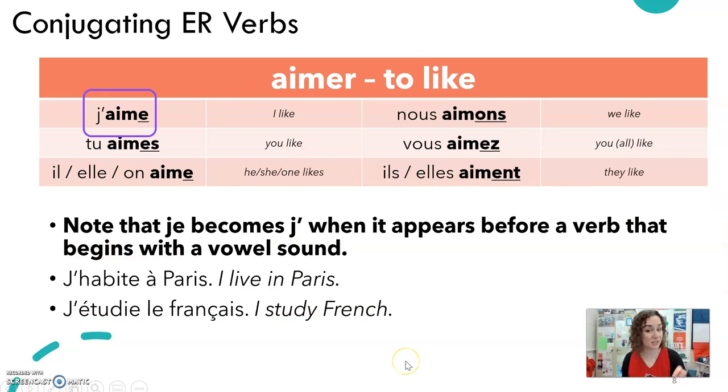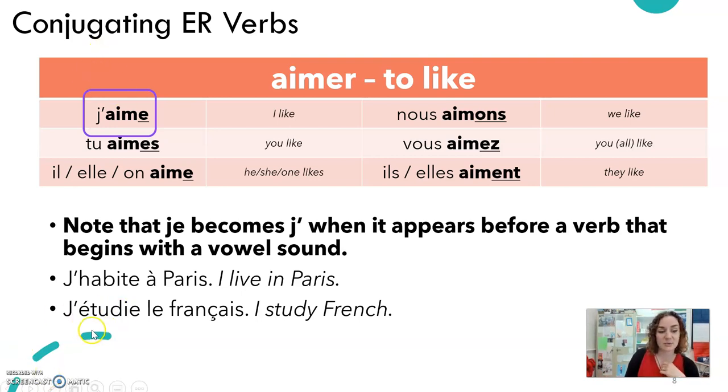One other little thing to note about some regular ER verbs, if they begin with a vowel sound, like aimer, adorer, étudier, écouter, habiter, that starts with an H, but it's a vowel pronounced sound, habiter. If you have a verb that starts with a vowel sound, one small change you need to make is that the je form needs to contract. So instead of saying je aime, you're going to say j'aime to make it flow a little bit more smoothly.